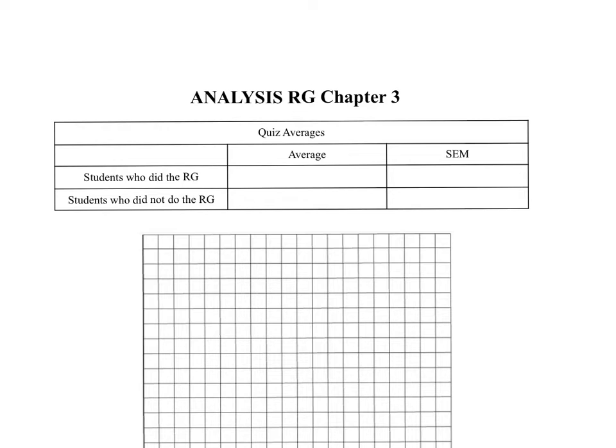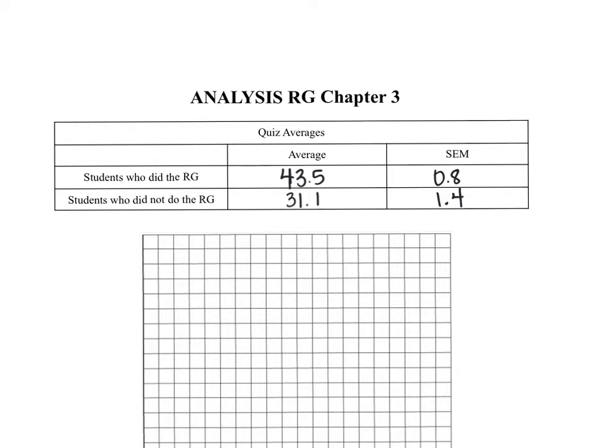This is their quiz average along with their standard error of the mean. So here are the two sets of averages. Remember, this is out of 50 points. Students who did the reading guide averaged 43.5 out of 50 points, and their standard error of the mean was 0.8. Students who didn't do the reading guide averaged 31.1 out of 50 points, and their standard error of the mean was 1.4.